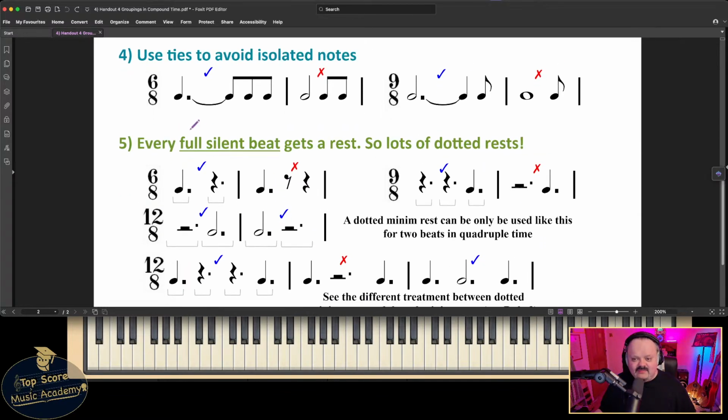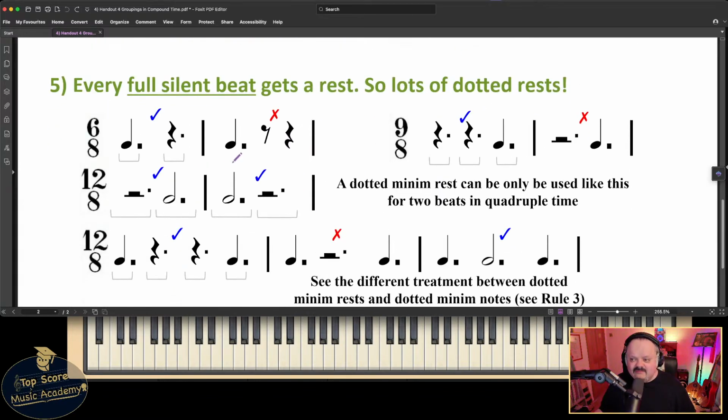Same as in simple time, every full silent beat gets a rest. So lots of dotted rests. Unlike simple time, where you weren't having many dotted notes or dotted rests, in compound time you're going to get lots of dotted rests because that adds up to a full beat. So if you want one full silent beat in 6/8, you're going to use a dotted crotchet rest. You shouldn't see that in 2/4 or in 4/4, 3/4, or anything like that. You should see dotted rests only in compound time. There's exceptions to some of these, but that tends to be the norm.